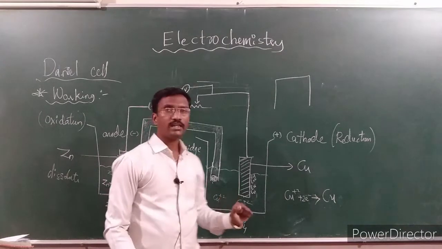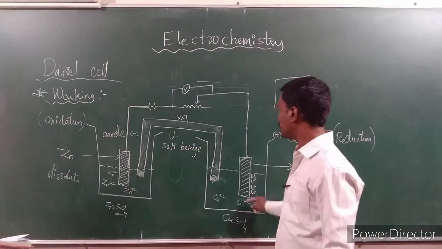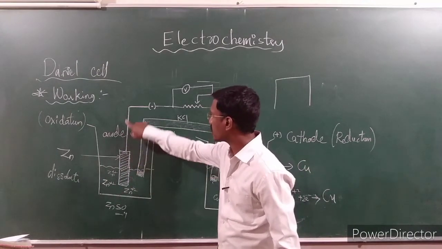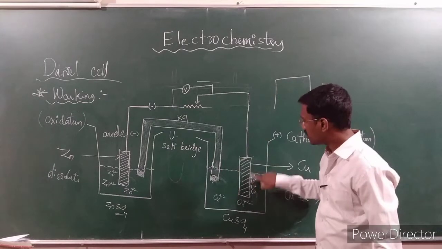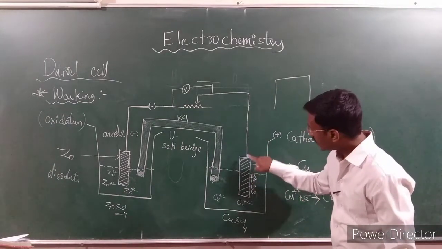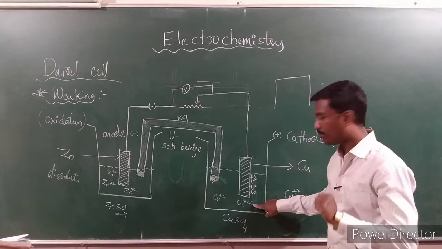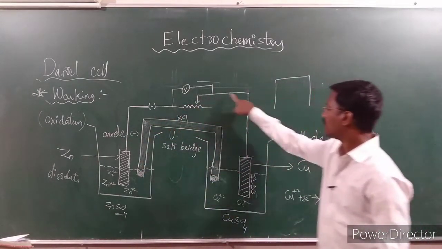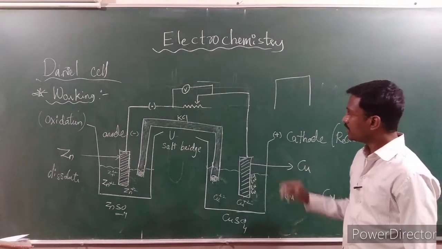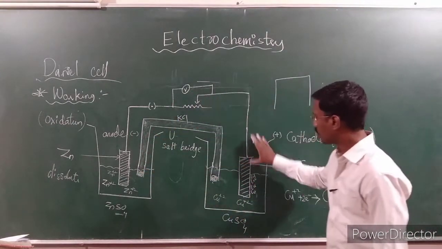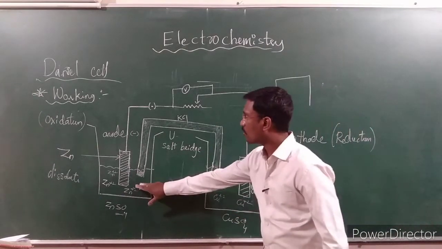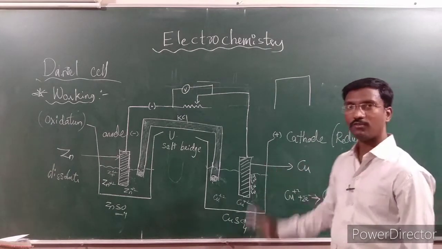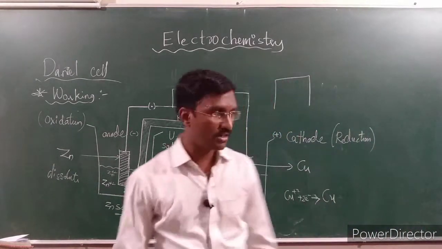Look here, the 2 electrons that copper receives come from the zinc that is dissolving. The 2 electrons lost are coming externally through this wire, so the electrons collect here. Those electrons are received by the copper, and it becomes neutral. For that reason, electrons are moving from zinc to copper externally. At zinc, oxidation occurs by loss of electrons. At cathode, copper undergoes reduction by gain of electrons. This is the working condition here.